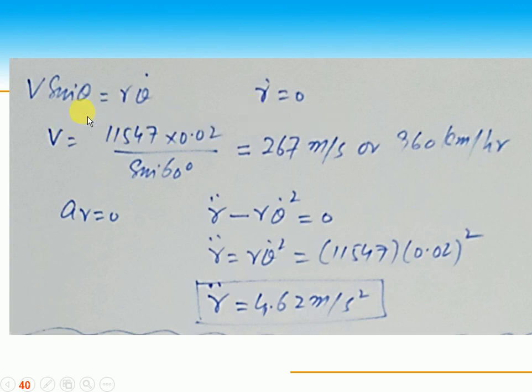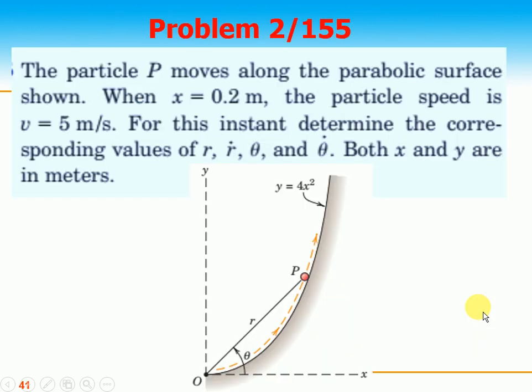Next we have V sin theta is equal to R theta dot, since R dot is 0. So V is equal to R theta dot over sin 60, which is 267 meters per second, or 360 km per hour. Similarly, A_r is equal to 0, there is no radial acceleration. So R double dot minus R theta dot squared is 0, so R double dot is equal to R theta dot squared. We get R double dot as 4.62 meters per second squared.